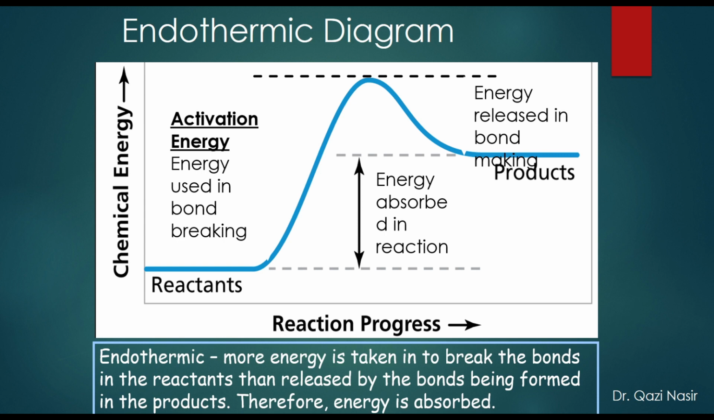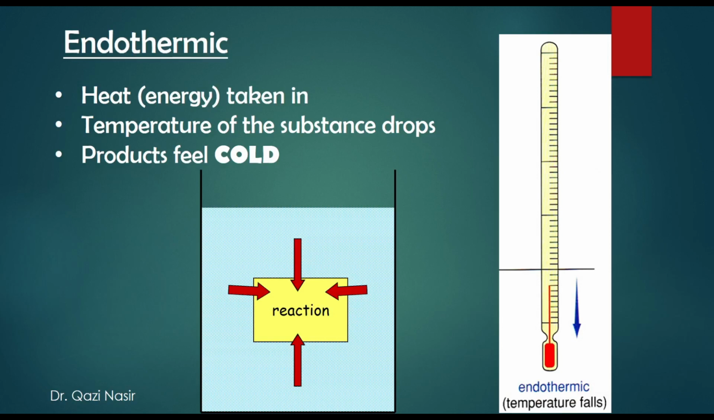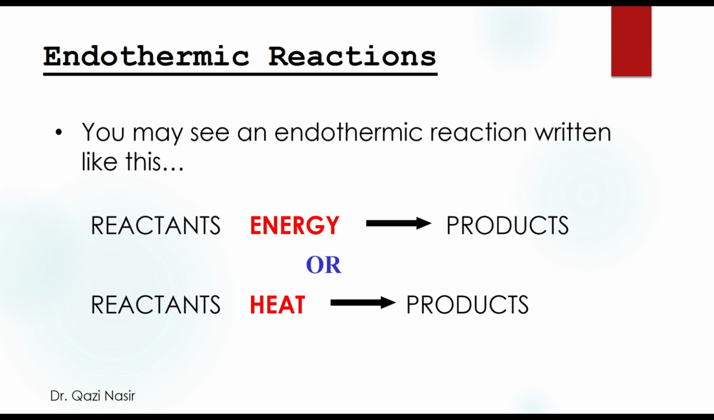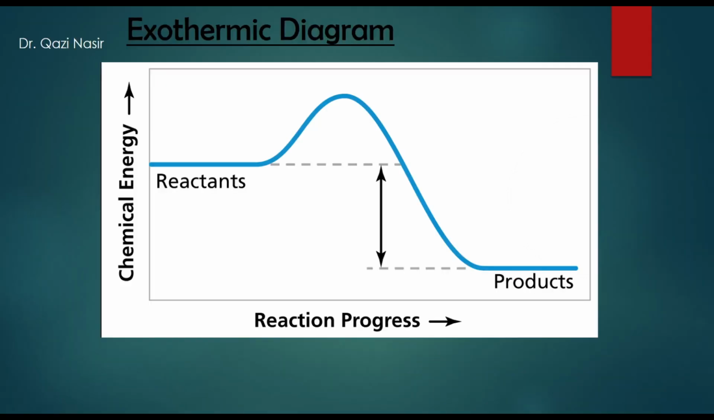Therefore, energy is absorbed. In this particular case, heat energy is taken in, the temperature of the substance drops in endothermic reactions, and the product feels cold. You can see this from this illustration. We normally represent an endothermic reaction like this, where you have reactants, you need energy to form the product, or you have reactants, you need heat so that it can give you a product.